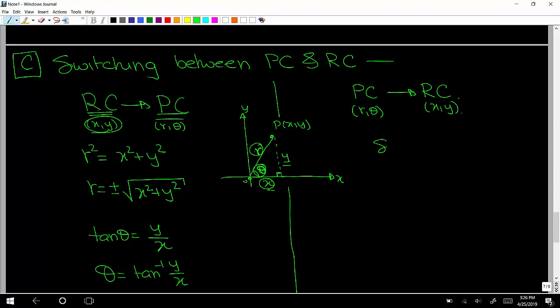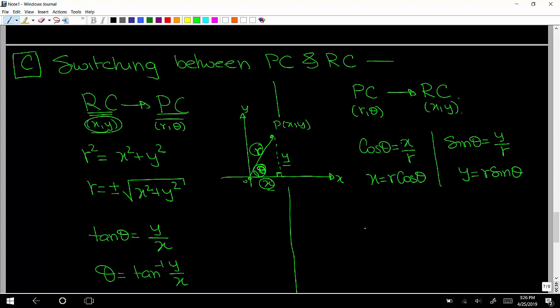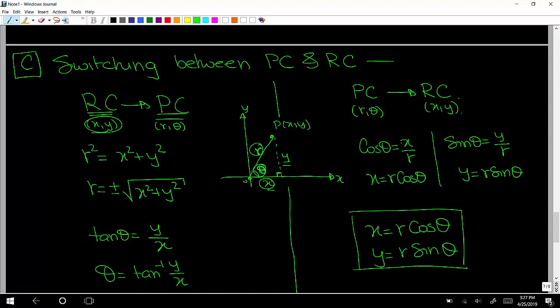Using trig, I know that cosine theta is equal to adjacent over the hypotenuse. That tells me x is equal to r cosine theta. And similarly, sine theta is equal to y over r. So that tells me y is equal to r sine theta. So it's really easy to go from polar to rectangular. X becomes r times cosine theta, and y is equal to r times sine theta. Okay. That's to switch from polar to rectangular.